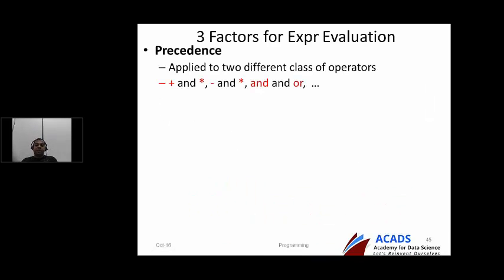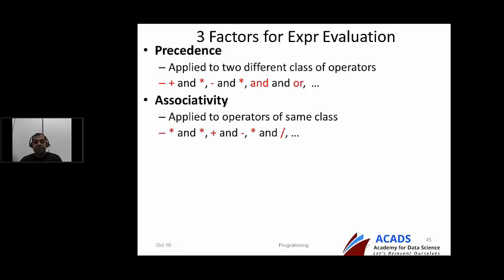So there are 3 factors for expression evaluation. The first one is precedence, and we saw that precedence is applied when you have 2 different classes of operators, for example, plus and multiplication, and, or, and so on. If in the same expression you have 2 different classes of operator, then precedence rules apply, which say, for example, multiplication has higher precedence than addition. However, if the expression contains 2 operators of the same class, like multiplication and multiplication or multiplication and division, then associativity kicks in, which tells you whether the operator associates to right or left. So for example, typical operators evaluate from left to right.